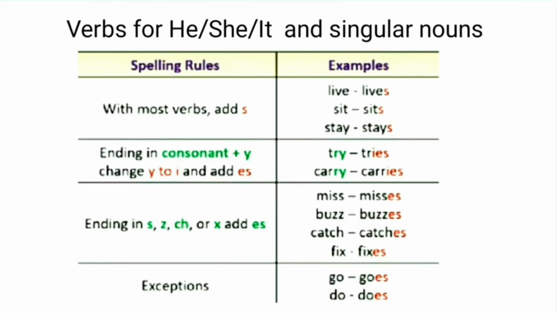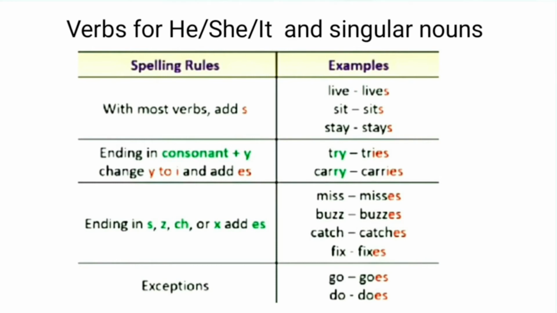In verbs ending in consonants plus y, we drop its y and add ies. Let me remind you what a consonant is. In English alphabets, there are consonants and vowels. Vowels are 5 in number, that is A, E, I, O and U. The remaining alphabets are consonants. Examples of this spelling rule are try becomes tries and carry becomes carries.